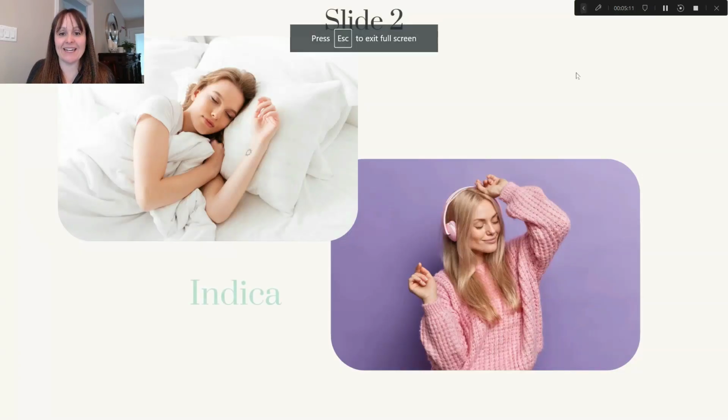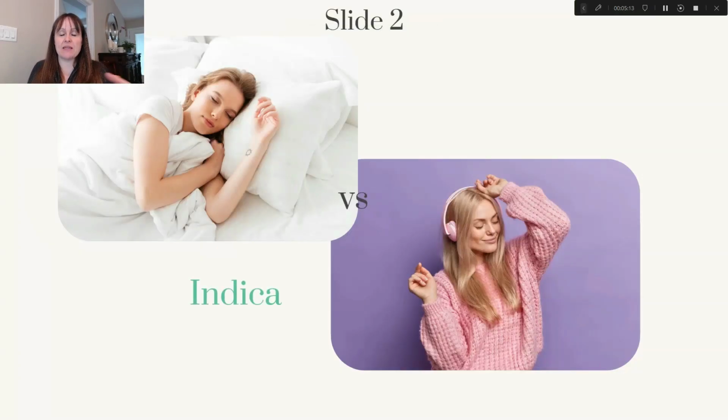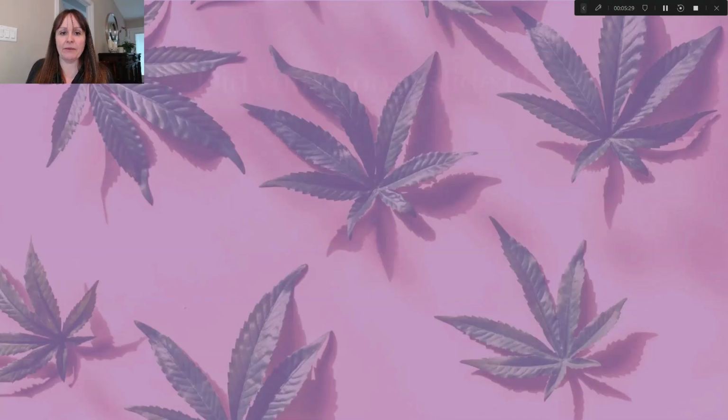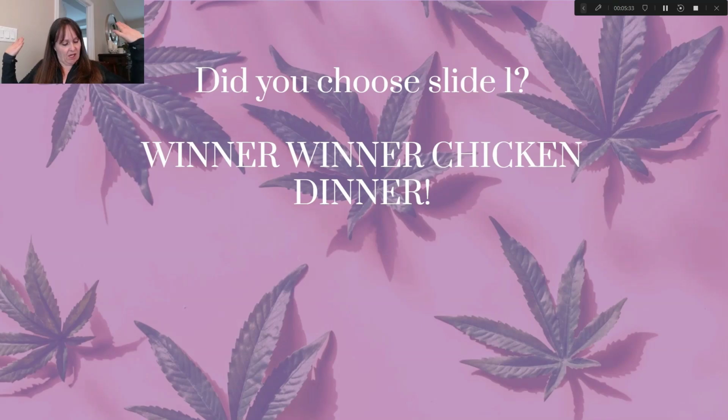Or is it slide two? Does indica mean that you're going to be really tired and relaxed and couch-locked on the couch? And sativa means you're going to be up and dancing around and cleaning the house and feeling all happy. So again, make your decision. Is it slide one or slide two? All right, here we go. Did you choose slide one? Winner, chicken dinner. I hope you chose slide one.